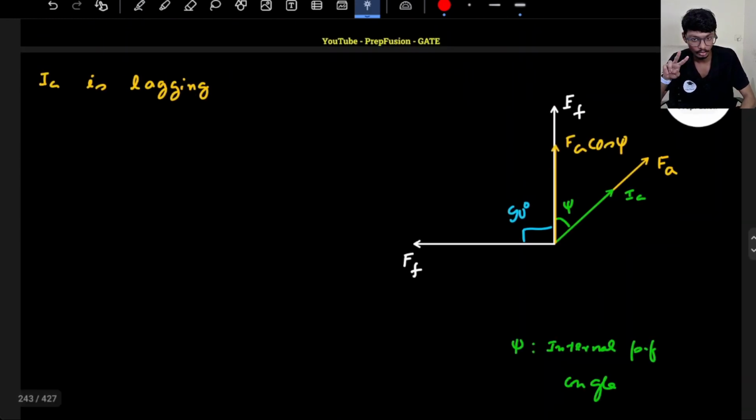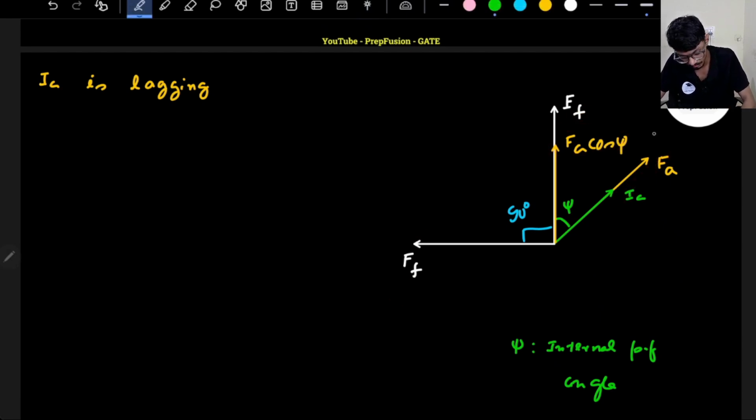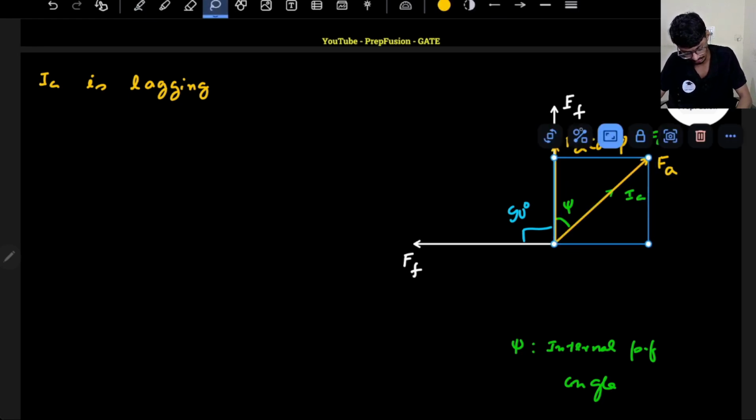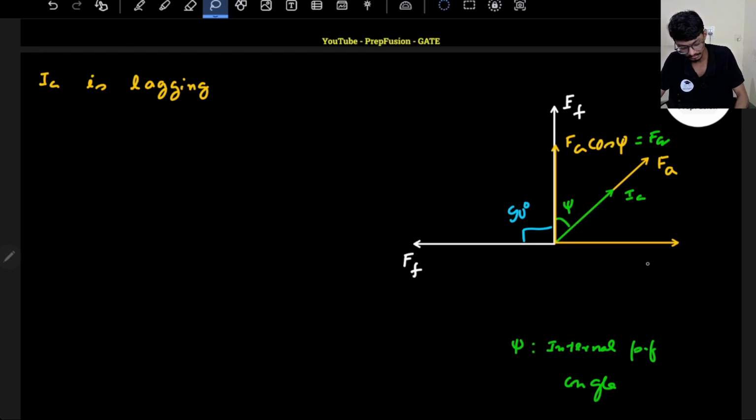One should be quadrature to the main field flux. So I say with respect to the main field flux, this portion is quadrature. That's why your FA has this component called the quadrature component, FA cos xi, and the other component, you will say, sir, it is not in the same direction as the main field flux. I will agree. It is not in the same direction as the main field flux. That is your F.